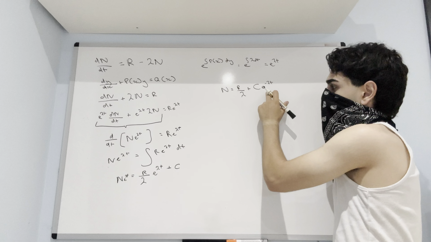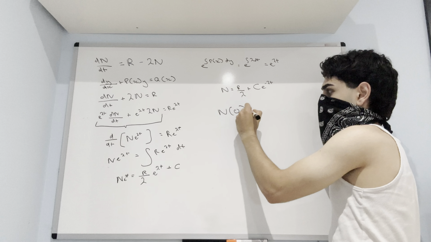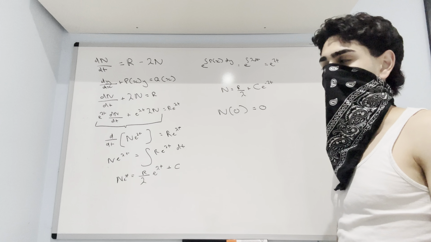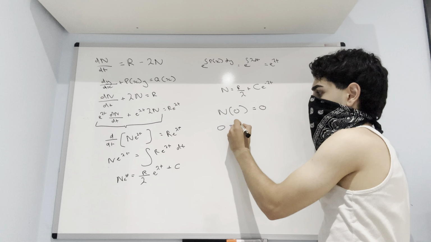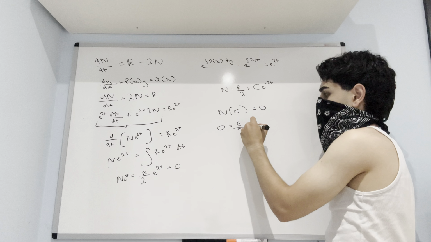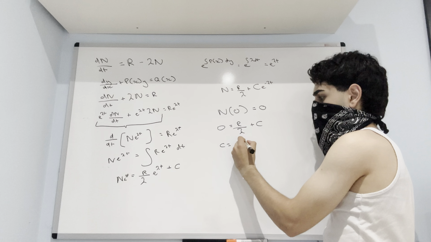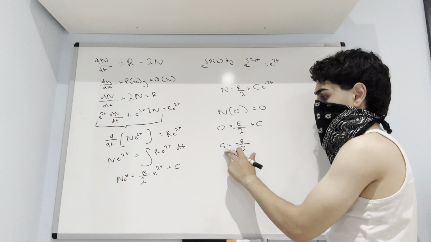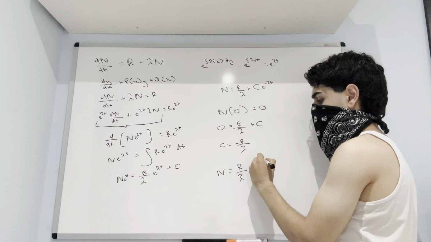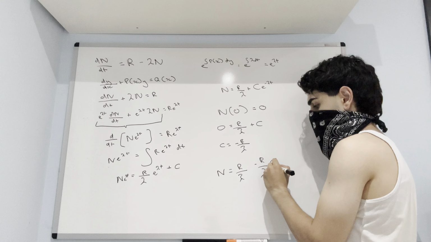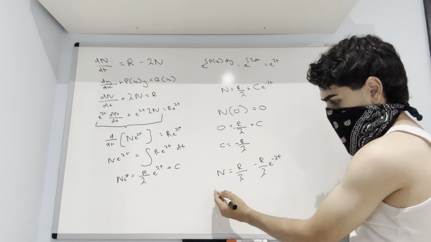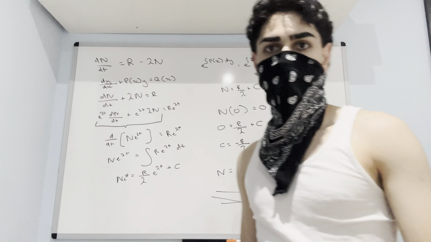Right, so let's apply the boundary condition where N of 0 equals 0, because no nuclei are created when the time hasn't started. So 0 equals R over lambda, and e to the 0 is just 1, plus C. So that's our constant. Sub that in, we get N equals R over lambda minus R over lambda e to the minus lambda t. That's your answer. Easy.